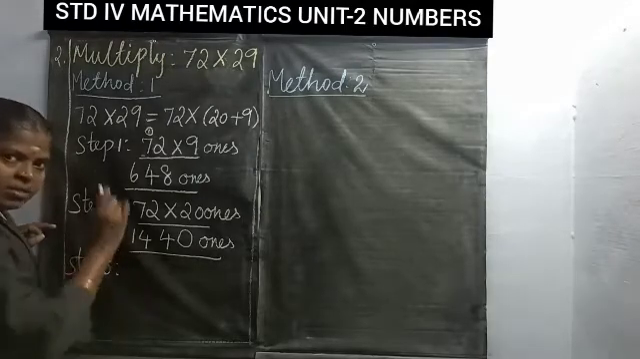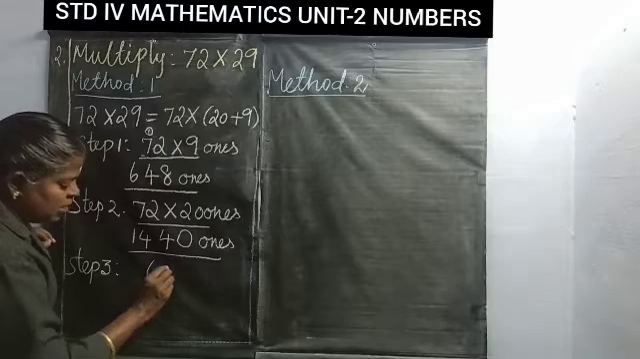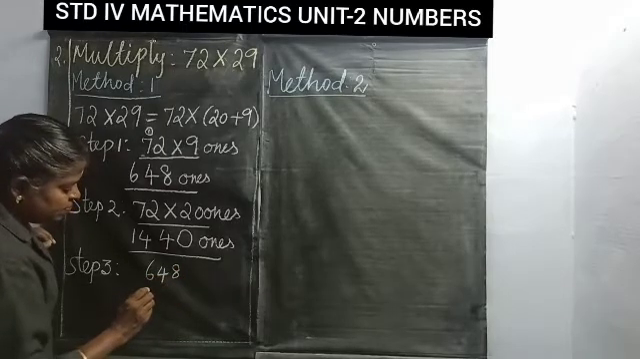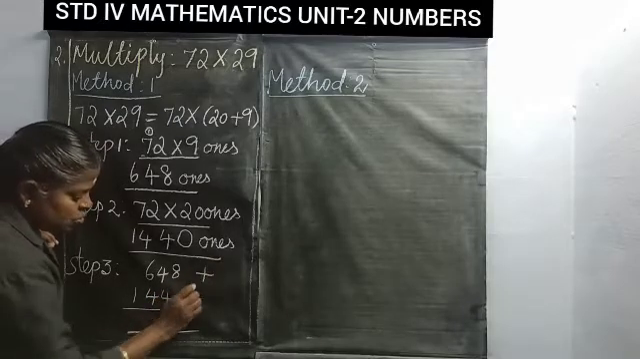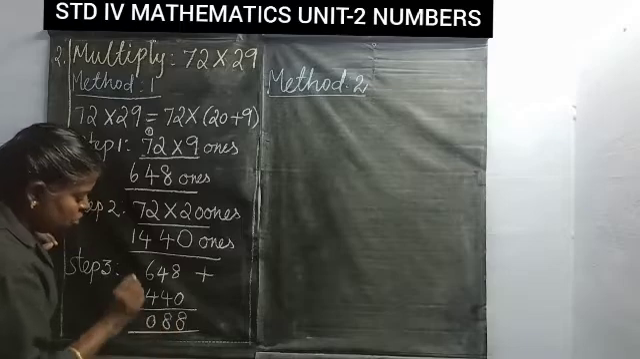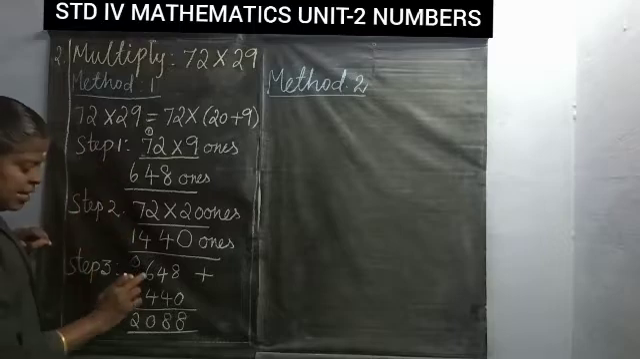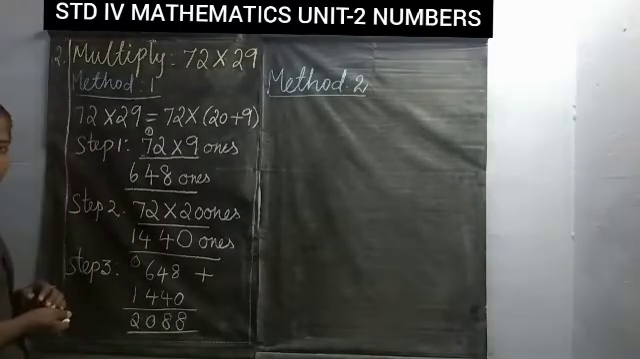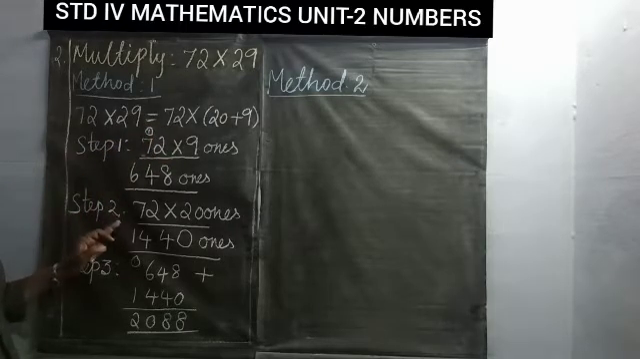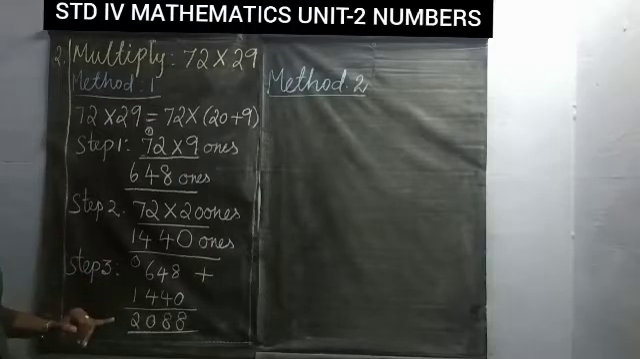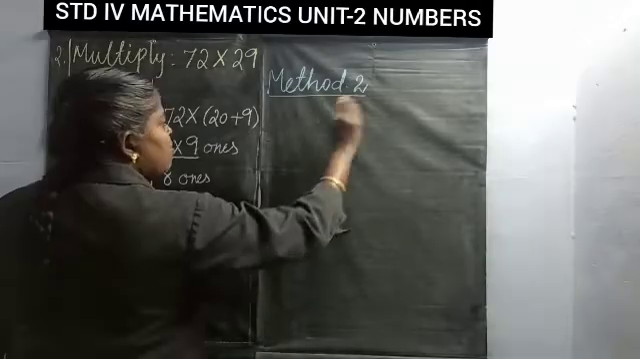Step 3, add step 1 and step 2. 648 plus 1440. So 8, 8, 0, carry over 1, 2. So the answer, 72 into 29, is 2088. So in step 1 we multiply by 9 ones, then by 20 ones, add step 1 and step 2, and you will get 72 into 29 is 2088.